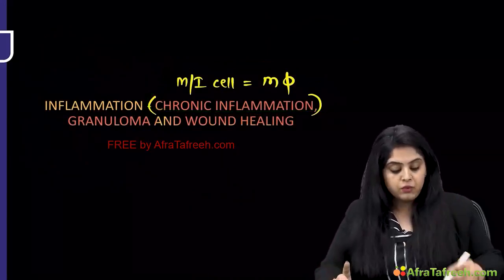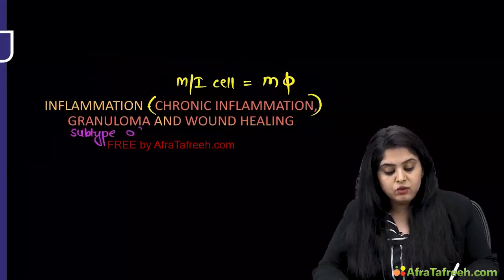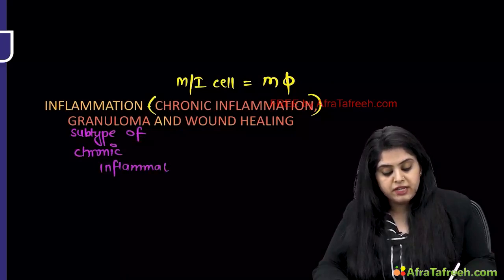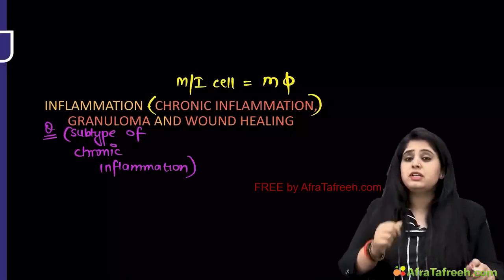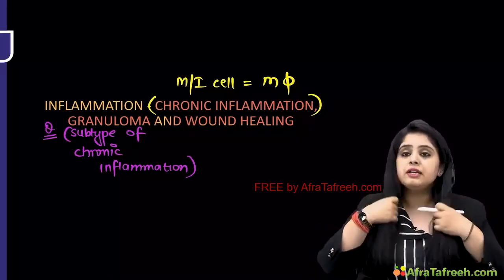Done? Now, chronic inflammation is having a subtype called granuloma. Matlab, granuloma is a subtype of which inflammation? Granuloma is a subtype of chronic inflammation. Very, very important. This is a question that has come in the paper. It's a subtype of chronic inflammation. So in granuloma, I'm going to tell you lots of pictures. It's an image fest that is going to happen right now in granuloma.